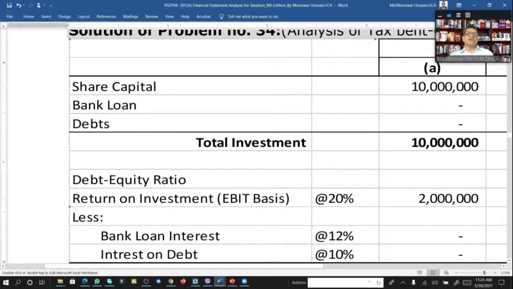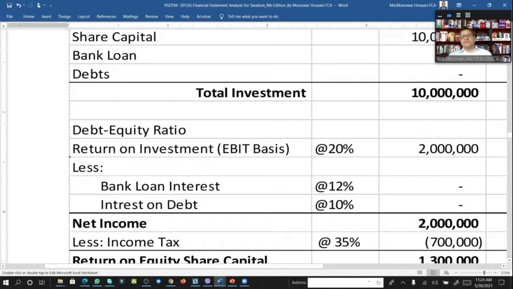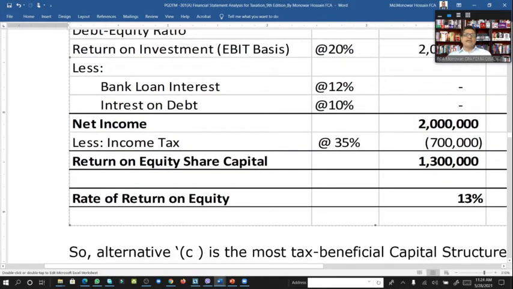Here in the first one, share capital of 1 crore is the total equity capital. So total investment is 1 crore. Here, return on investment, earning before interest and tax, is taken at a basic 20%, that is 20 lakh. So here no bank interest, no debt interest, because it is totally equity financing. No interest should be paid. So income tax at 35% means 7 lakh. So return on shareholder equity is 13 lakh.